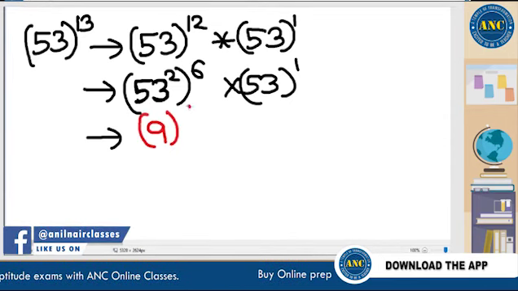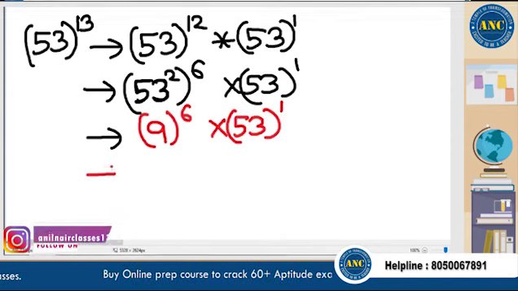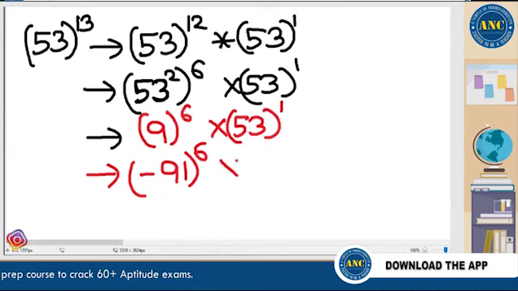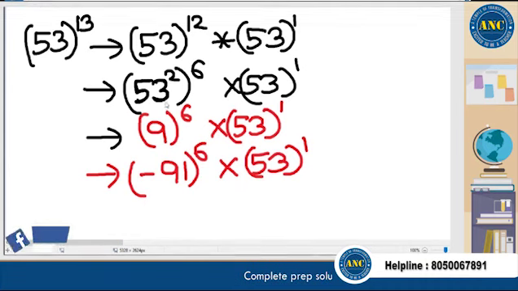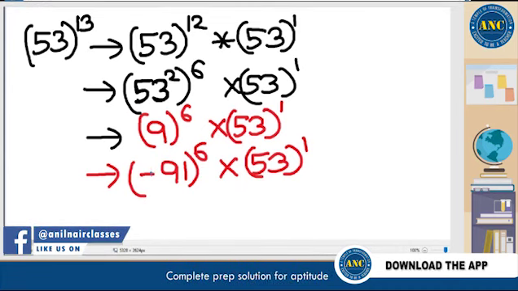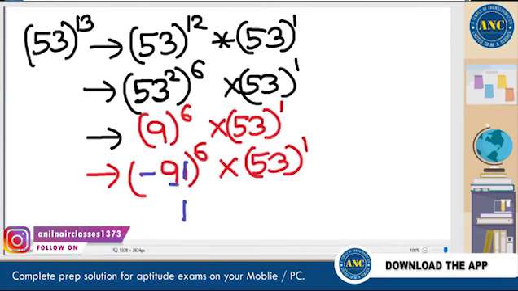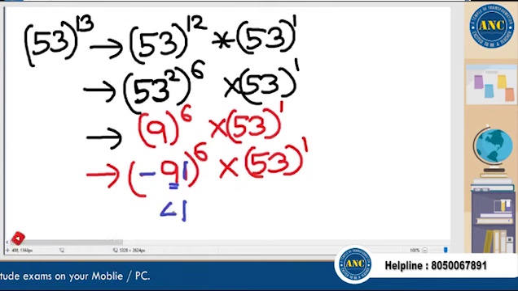9 power 6 into 53 power 1. But 9 is type 2. Negative remainder of 9 is minus 91. Minus 91 power 6 into 53 power 1. Now apply the same logic. Why make it complicated? Negative even power is positive. 1 power any number is 1. 9 into 6 is 54. In 54, what is the unit digit?